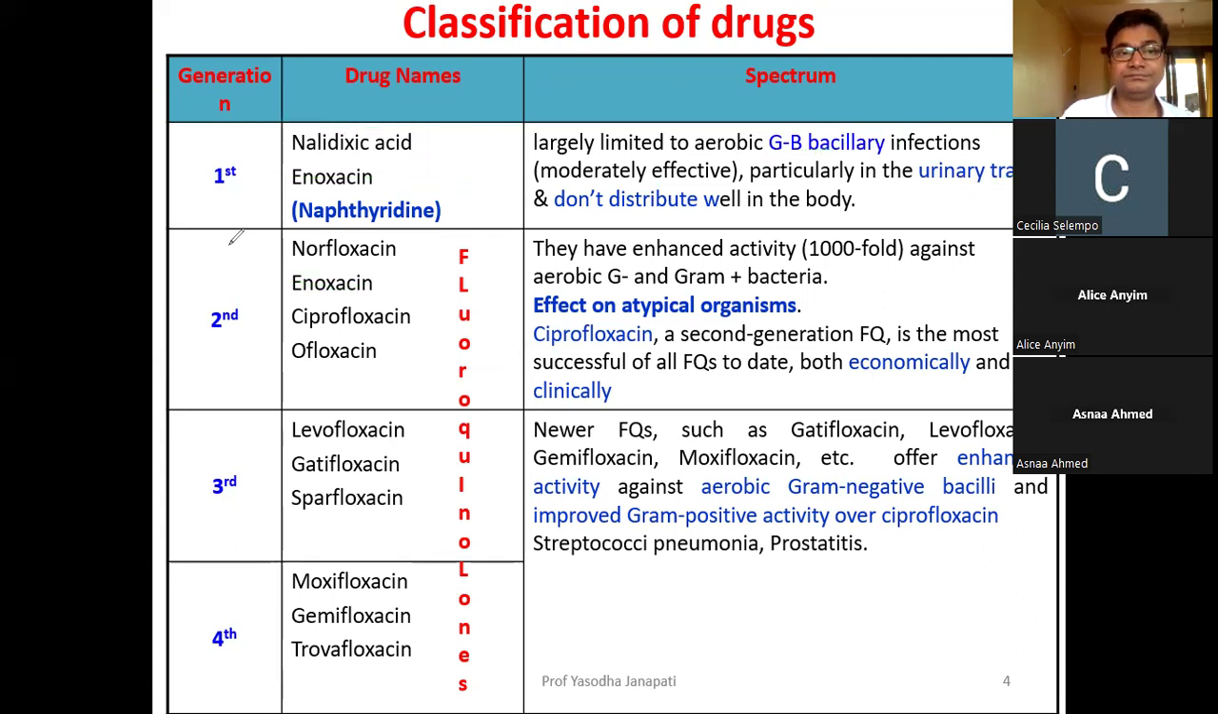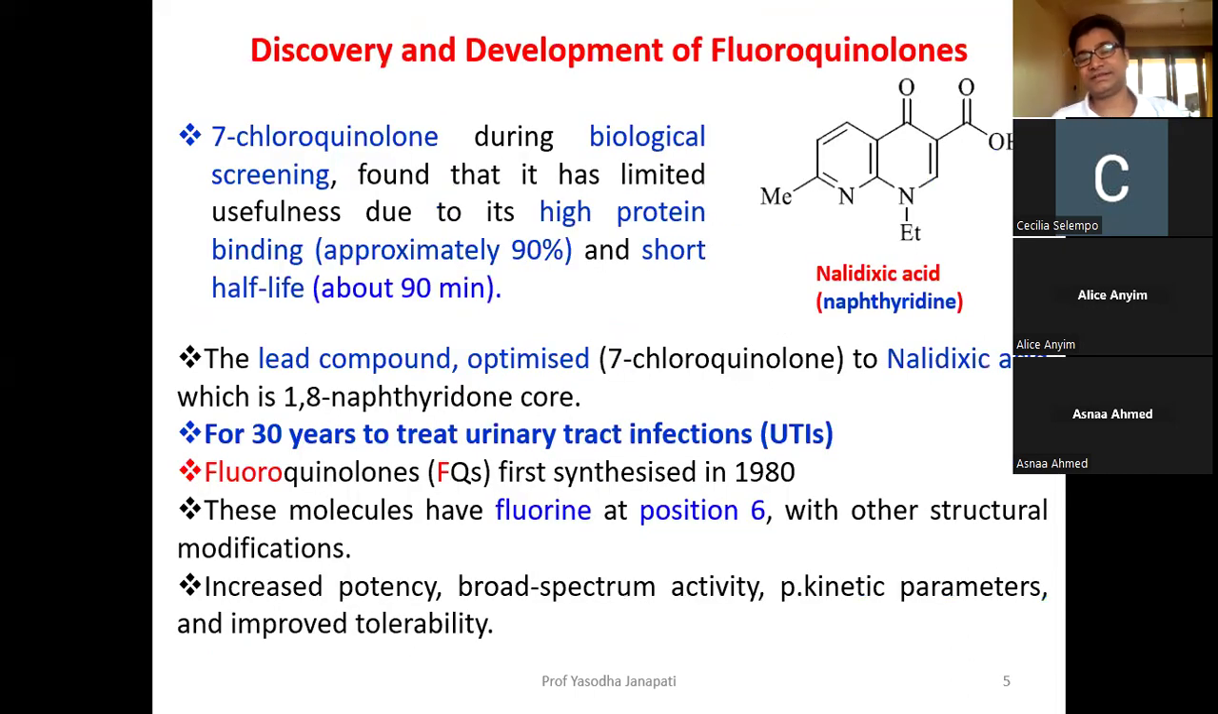Next one. See, this is nalidixic acid. What is the disadvantage? Let us see one by one here. We are almost done. 7-chloroquinoline was the intermediate during the synthesis of chloroquine. When they did the biological screening, they found that it has limited usefulness due to high protein binding. This is having high protein binding.